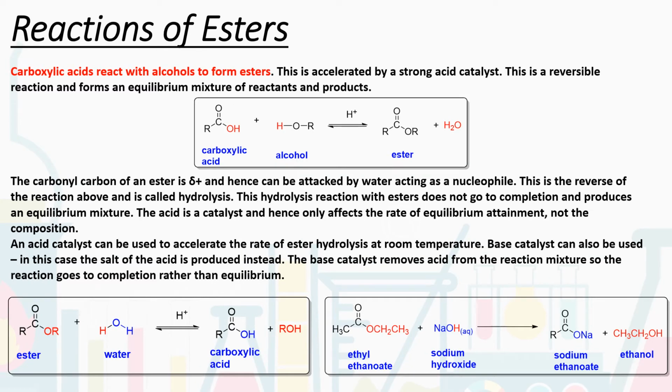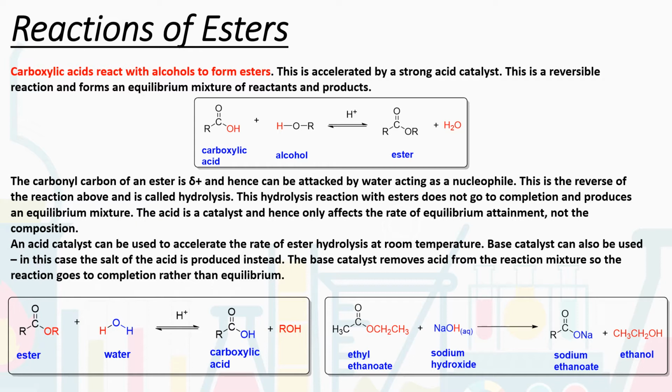So then comparing it to the reactions of esters, well, carboxylic acids will react with alcohols to form esters. And this is accelerated by a strong acid catalyst. It's a reversible reaction, and it forms an equilibrium mixture of reactants and products. So generally we take a carboxylic acid, we take an alcohol, we take some sort of acid catalyst, and overall it ends up producing an ester, and this is a type of condensation reaction. We're kicking out a small molecule, in this case water.